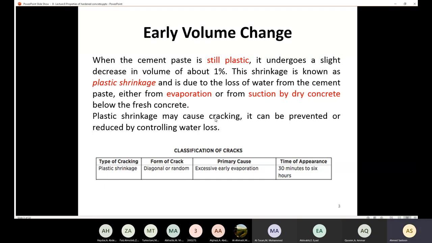Plastic shrinkage may cause cracking, and it could be prevented or reduced by controlling water loss. So the plastic shrinkage is not dangerous, but it is going to allow the chemicals to penetrate inside the concrete, and sometimes it may cause cracking. If you want to prevent it, you need to control the water loss. The form of the cracking could be diagonal or it could be random. The primary cause is the excessive early evaporation, and the time of appearance is between 30 minutes to 6 hours.